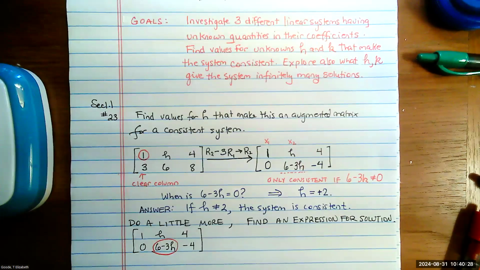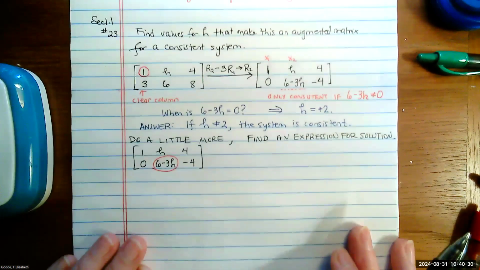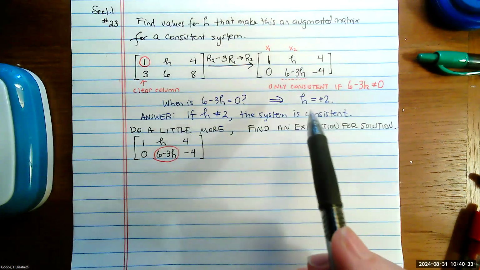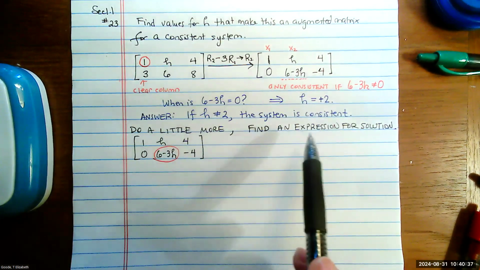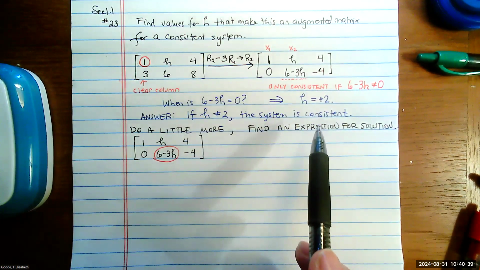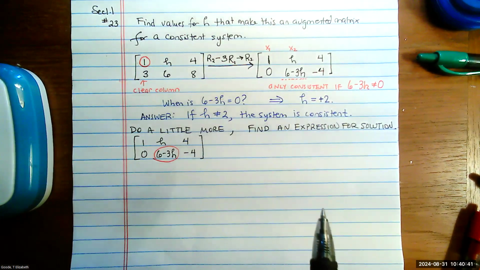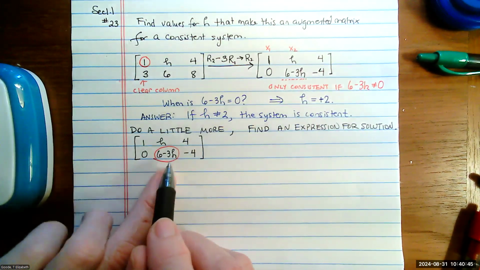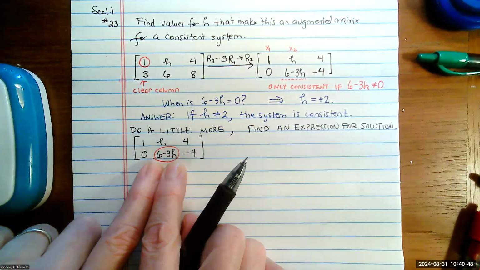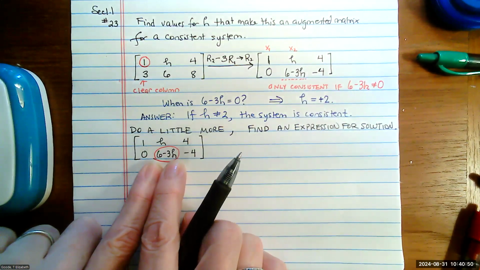Now, although it's not necessary for this particular problem because it only asked us to find the h that make the system consistent, we could do a little more and find an expression for the actual solution. So I'd like to walk you through that now. If we were going to try to find the expression for the solution, we need to turn this into a leading 1. It's our pivot position.